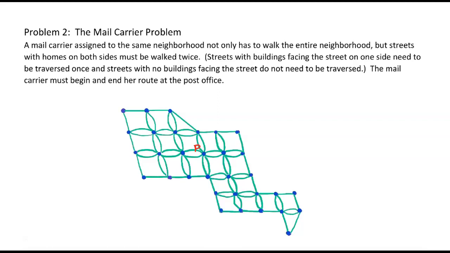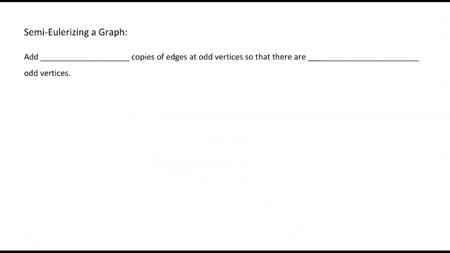I will leave it as an exercise for you to start at the post office and create an Euler circuit that travels the entire neighborhood over every edge exactly one time and comes back to the post office.